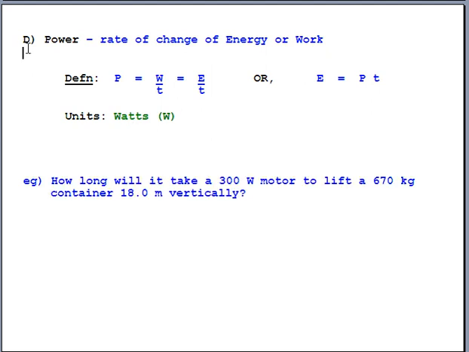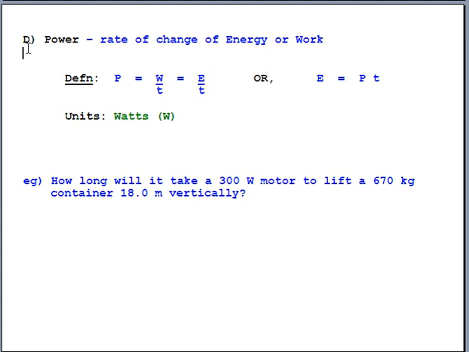Here's our first of 4 examples. We're going to do this one twice, though. It says, how long will it take a 300 watt motor to lift up a 670 kilogram container pretty far up, 18 meters vertically? Not the most powerful motor. It's going to take this thing a little bit of time.